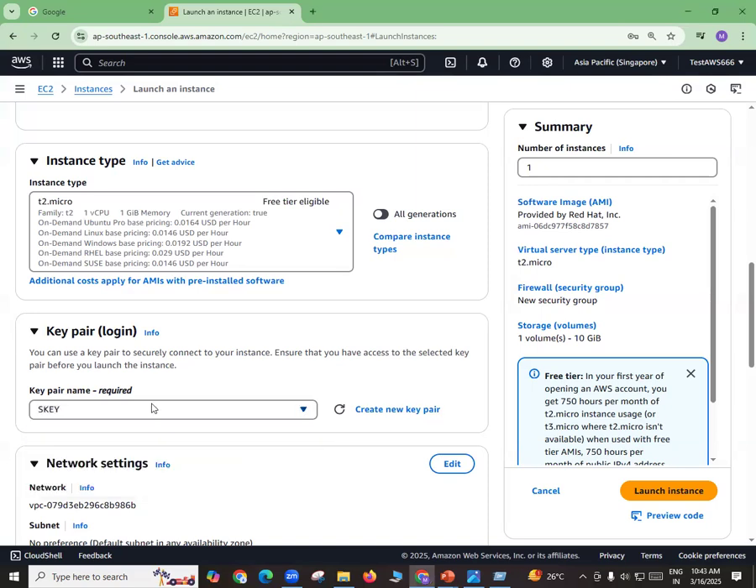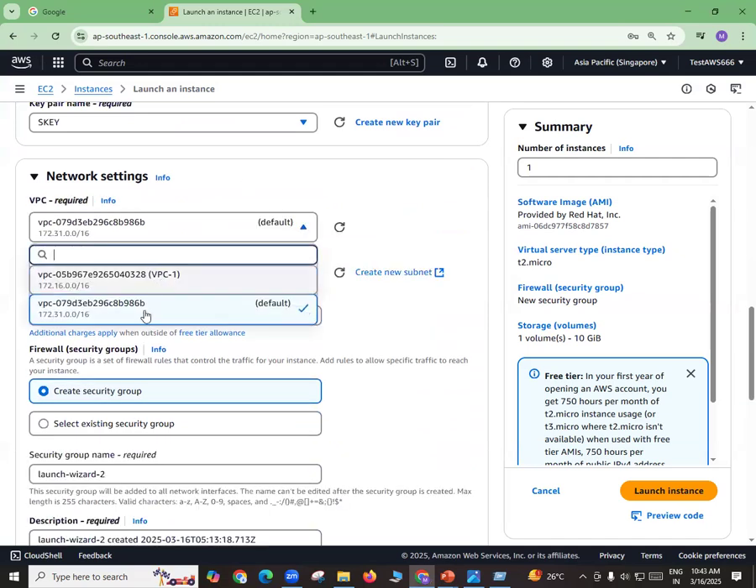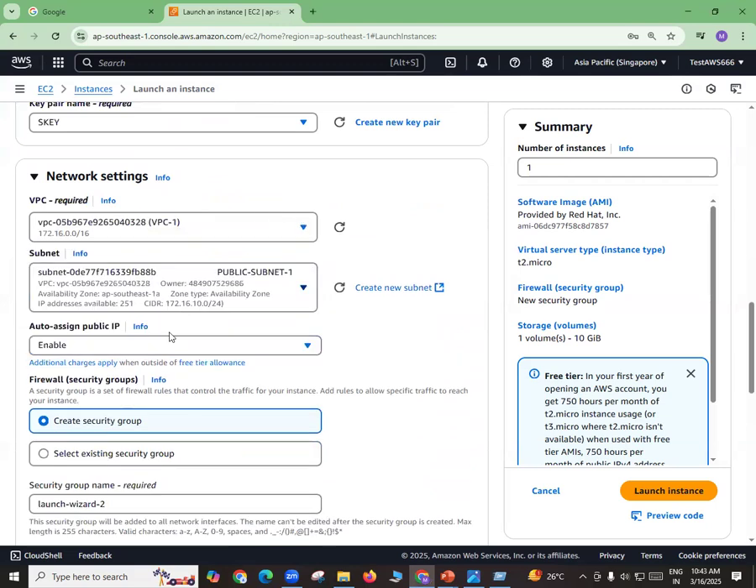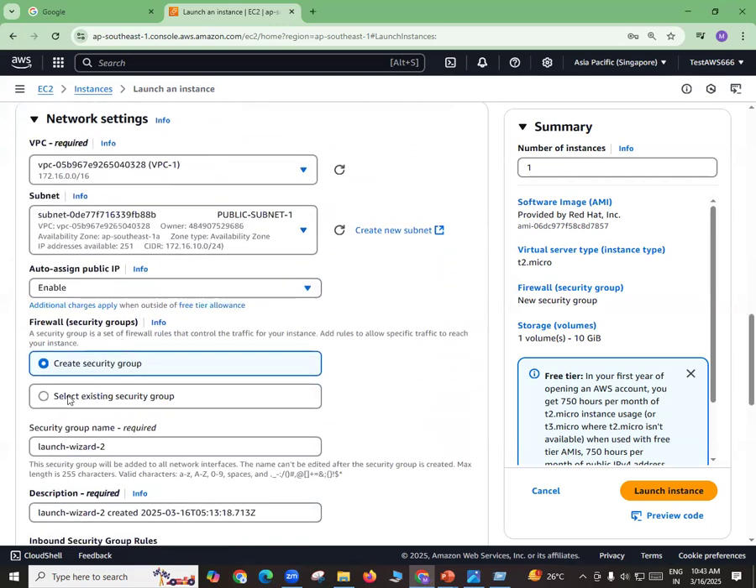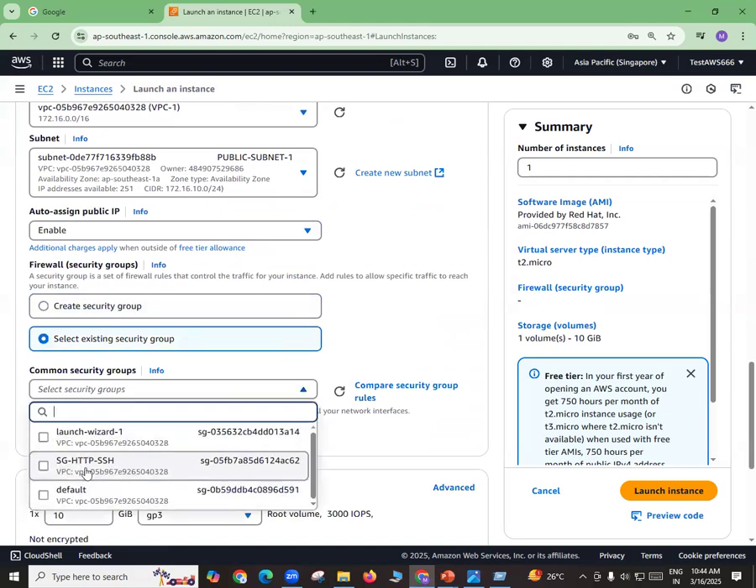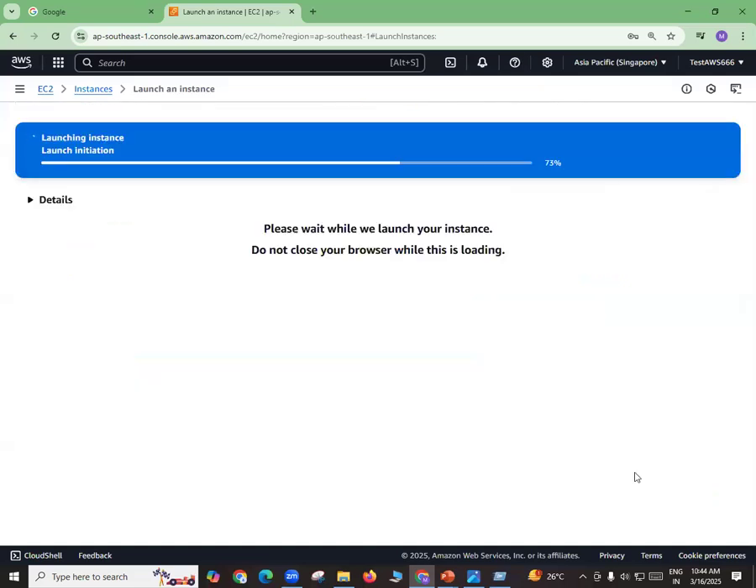I'll select something called a key pair. All these things I'll explain in coming classes. But as of now, let me select certain things here, friends. VPC, firewall settings. Come down, storage. Let's say I'll go with 25 GB, more than enough. I'll just say launch instance.